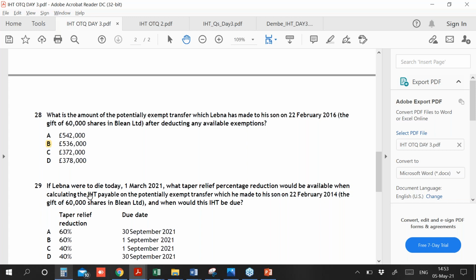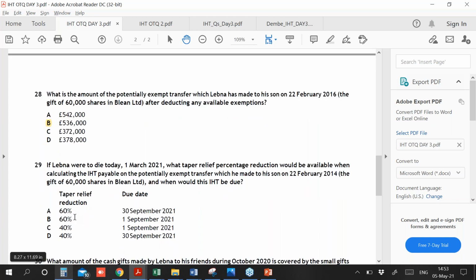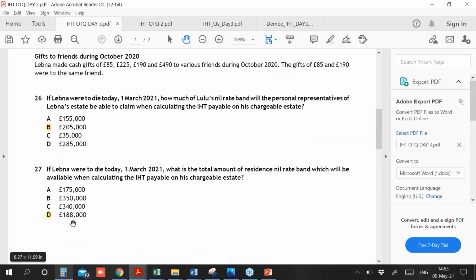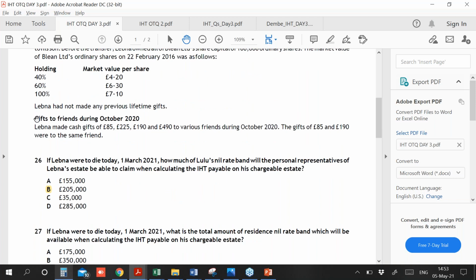The 29th one we have answered already. That is A, 60 and 30th September 2021. And now we are only left with the gift part, which must be information related to must be here.